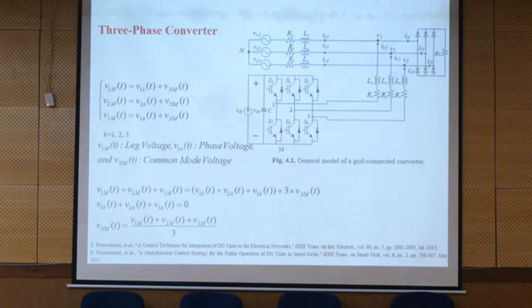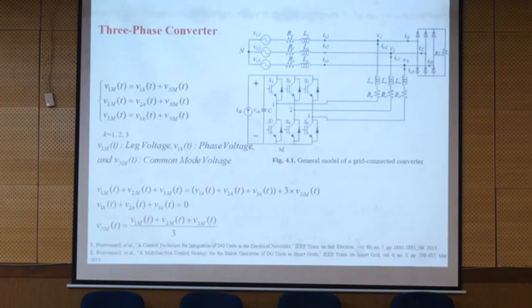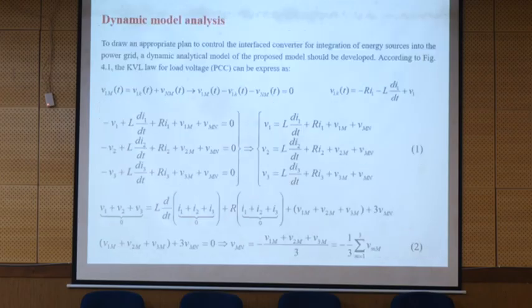So, now we go to the next part. If we are going to draw an appropriate control technique, we need to consider the dynamic model of the system. Sir, what is your name? J. J or Ajay? J. Okay, J. So, I know your name now.